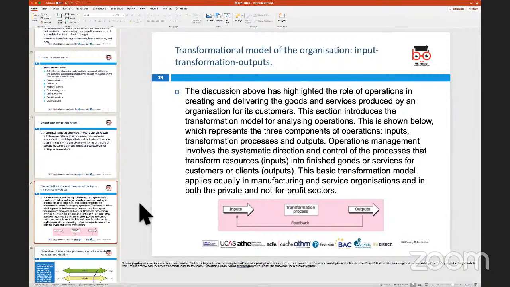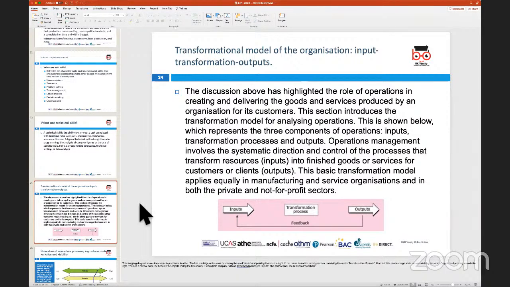The first framework or model that we look at is the transformational model of organization, wherein you look at inputs being transformed into outputs. But the transformation process is where the manufacturing, engineering, or operations side of things happens. So in this section, what we are looking at is analyzing the transformation process, which is explained in the image below, which talks about the input, which is raw material. It could be anything.